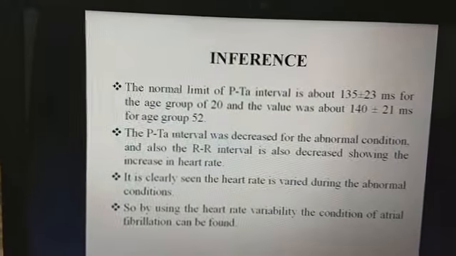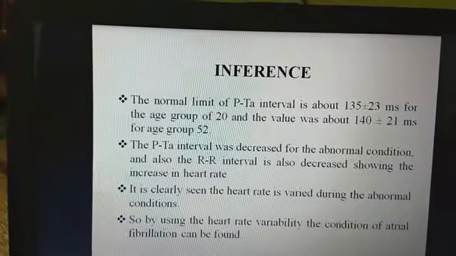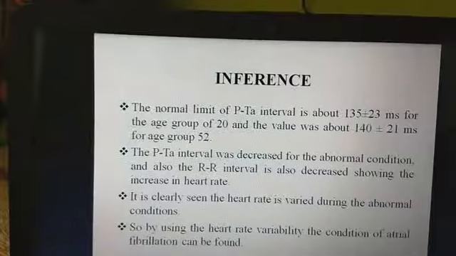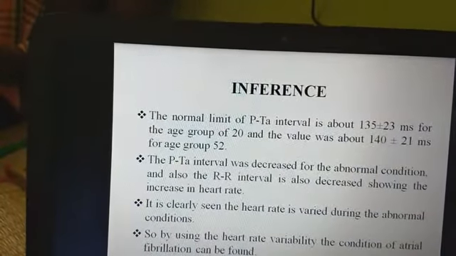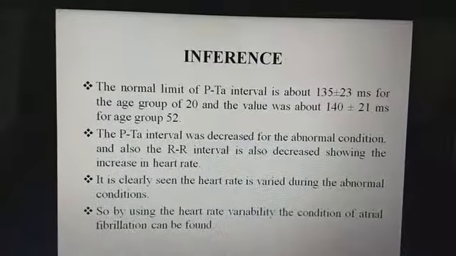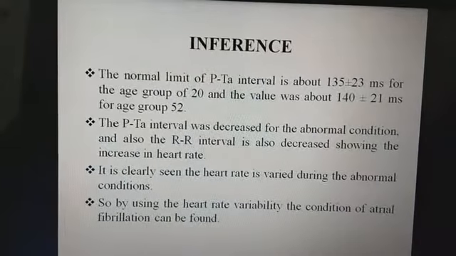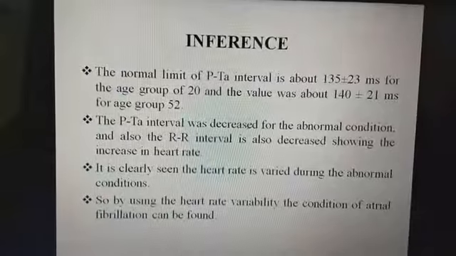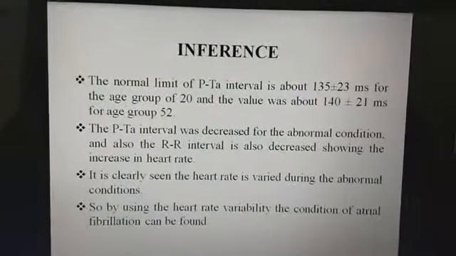Inference. Based on the above table, we can infer that the beta interval for the age of 20 was about 135 with a standard deviation of 23 milliseconds, and for the age group of 52 it was 142 with a standard deviation of 28 milliseconds. We can clearly see from the table that the normal beta interval decreased for the abnormal conditions, and also the RR interval decreased, showing the increase in heart rate.